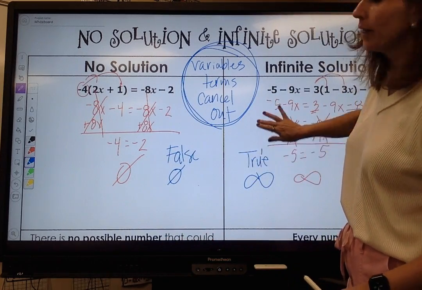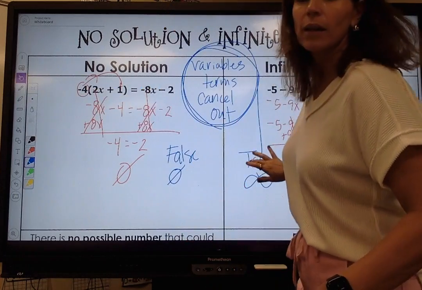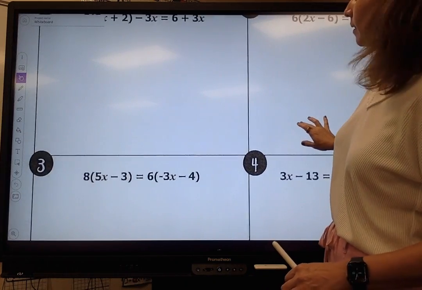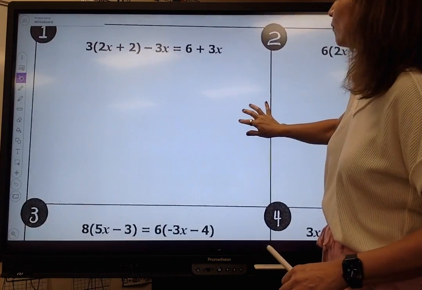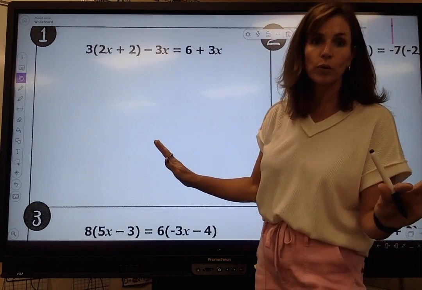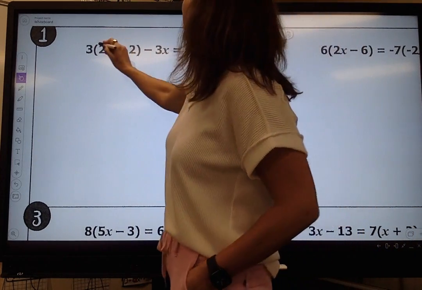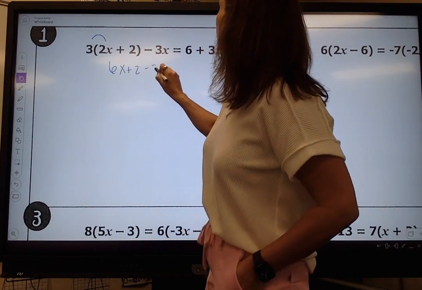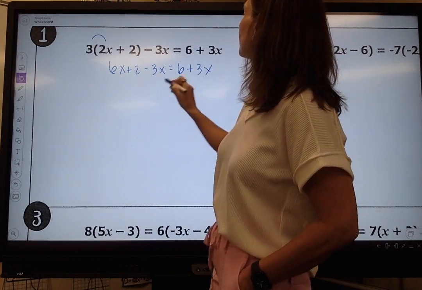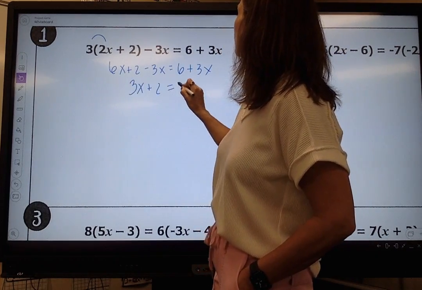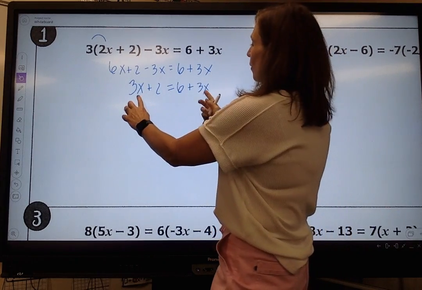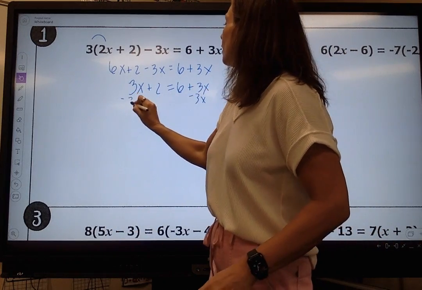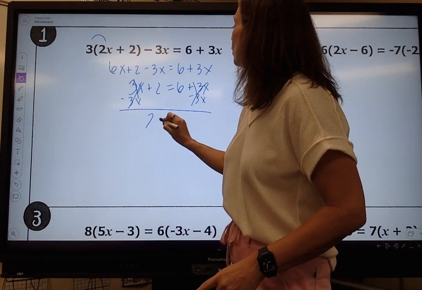Now, let's take a look at a couple more down here. Let's look at 1, 3, and 4. Actually, we may do these all real quick together because I want you to see what happens. All right, so I'm going to distribute. I am going to go through these pretty fast. So I get 6x plus 2 minus 3x equals 6 plus 3x. Combine like terms, 3x plus 2 equals 6 plus 3x. Now, I know right away that 3x is the same on both sides, and I'm going to take it out by doing additive inverse. So I know that right away 2 equals 6.